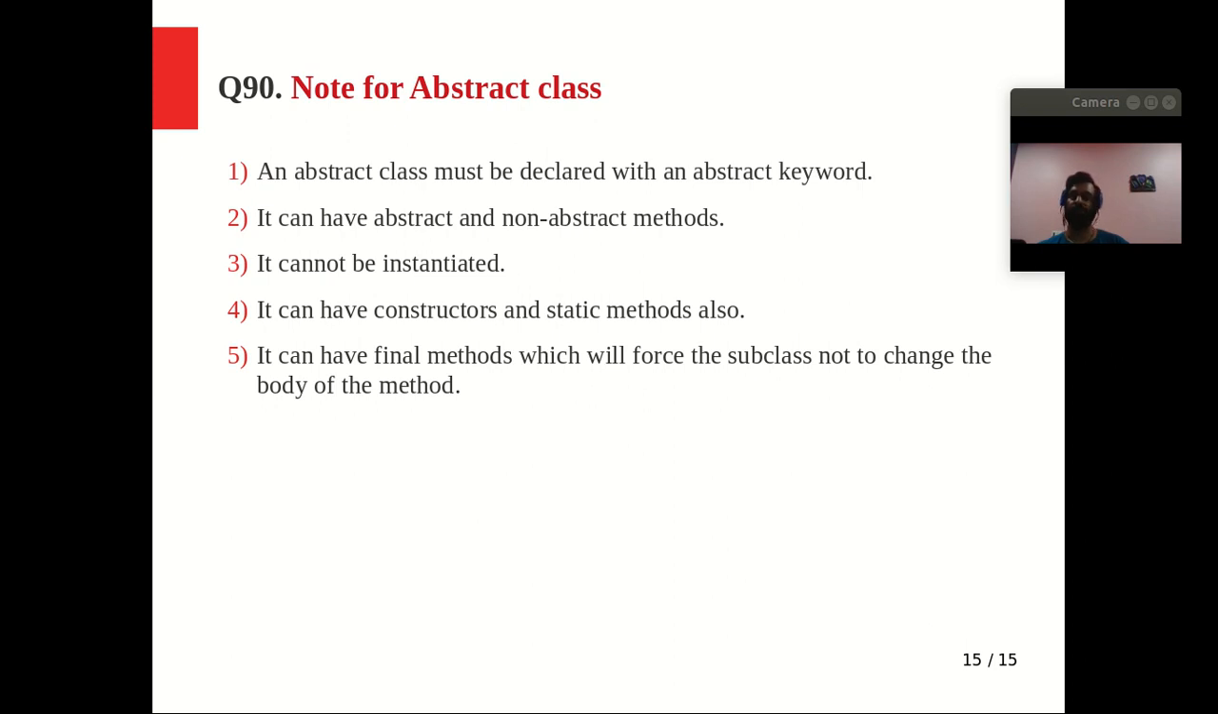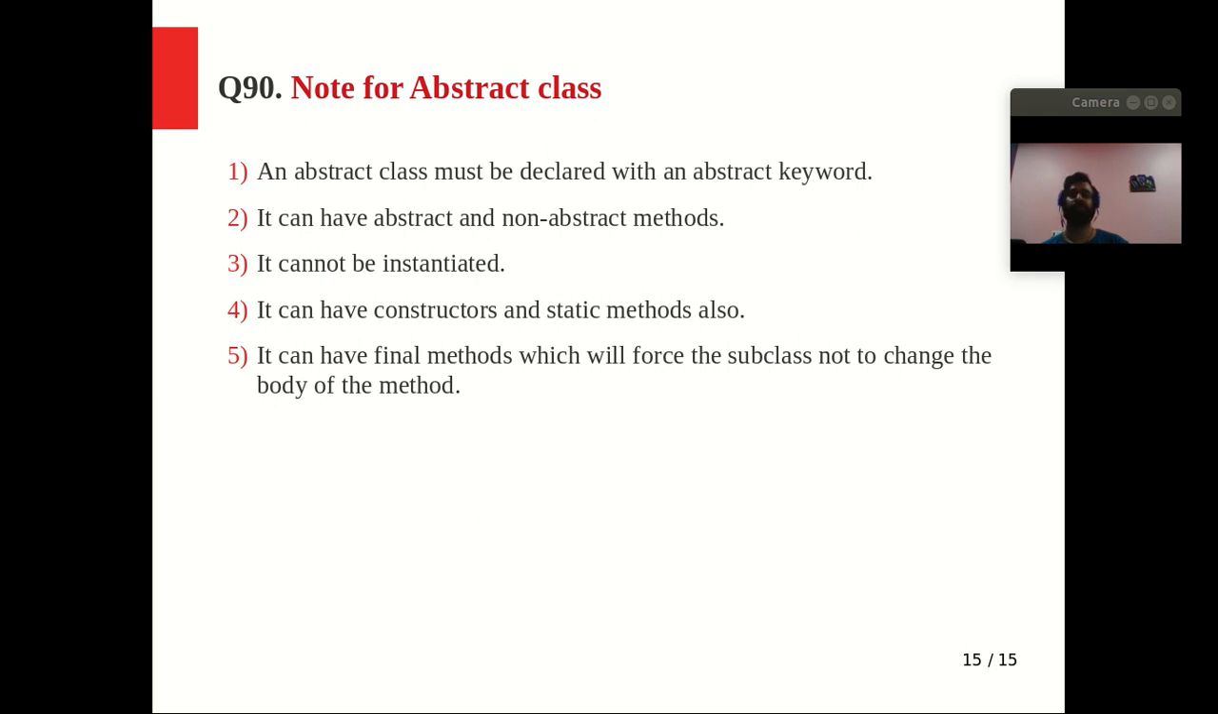So it can have a final method so that the implementation cannot be further changed in the subclass, right? These are some of the important points. And there is one more point: if we mark a class as abstract, it is not a compulsory rule to create an abstract method inside it. Without having any abstract method we can mark a class as abstract.